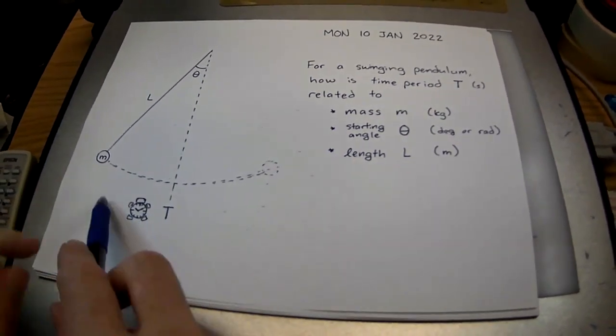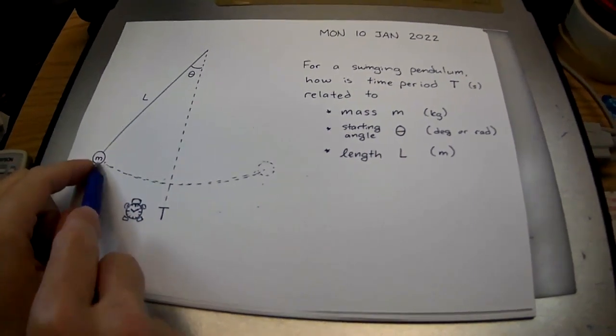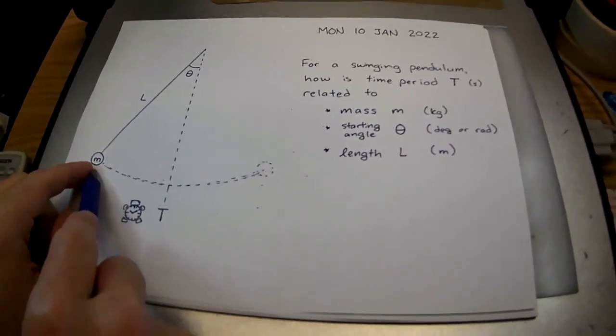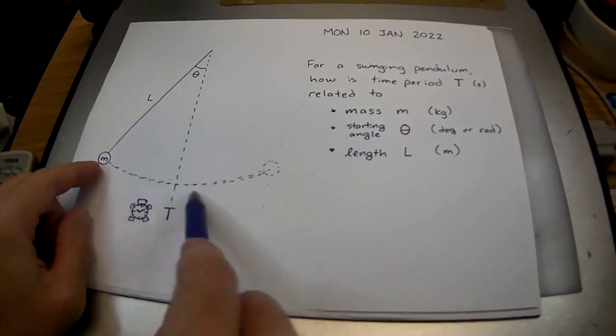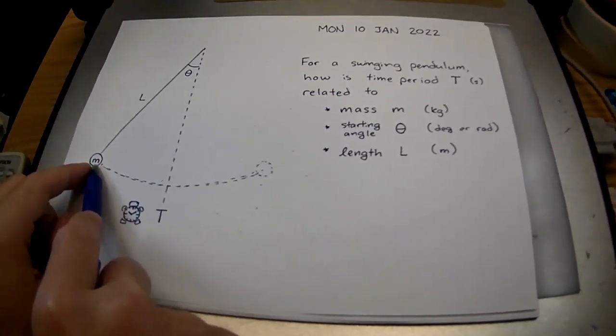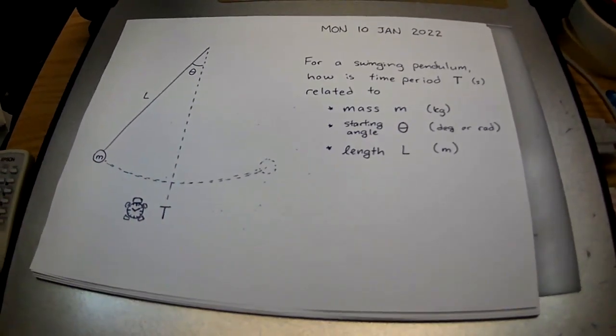Oh, I forgot to define the time period for you guys. The time period is going from the left side back to the left side. So one full back and forth. So swing, swing. That's one full cycle. Okay? The time associated with that one full cycle.